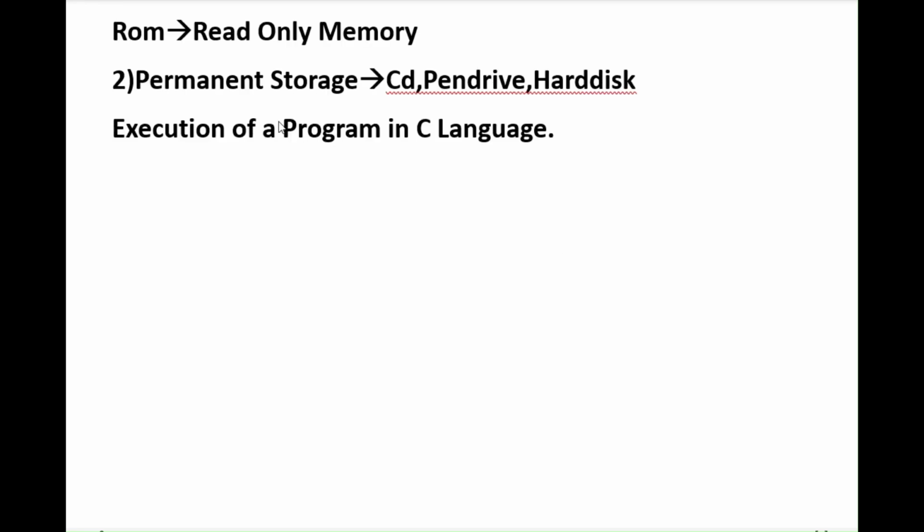Now let's come into the main topic, execution of a program in C language. First we should know there are types of language. What are the types of language, and which language comes under which type, we should know first of all. Languages are three types. What are they?